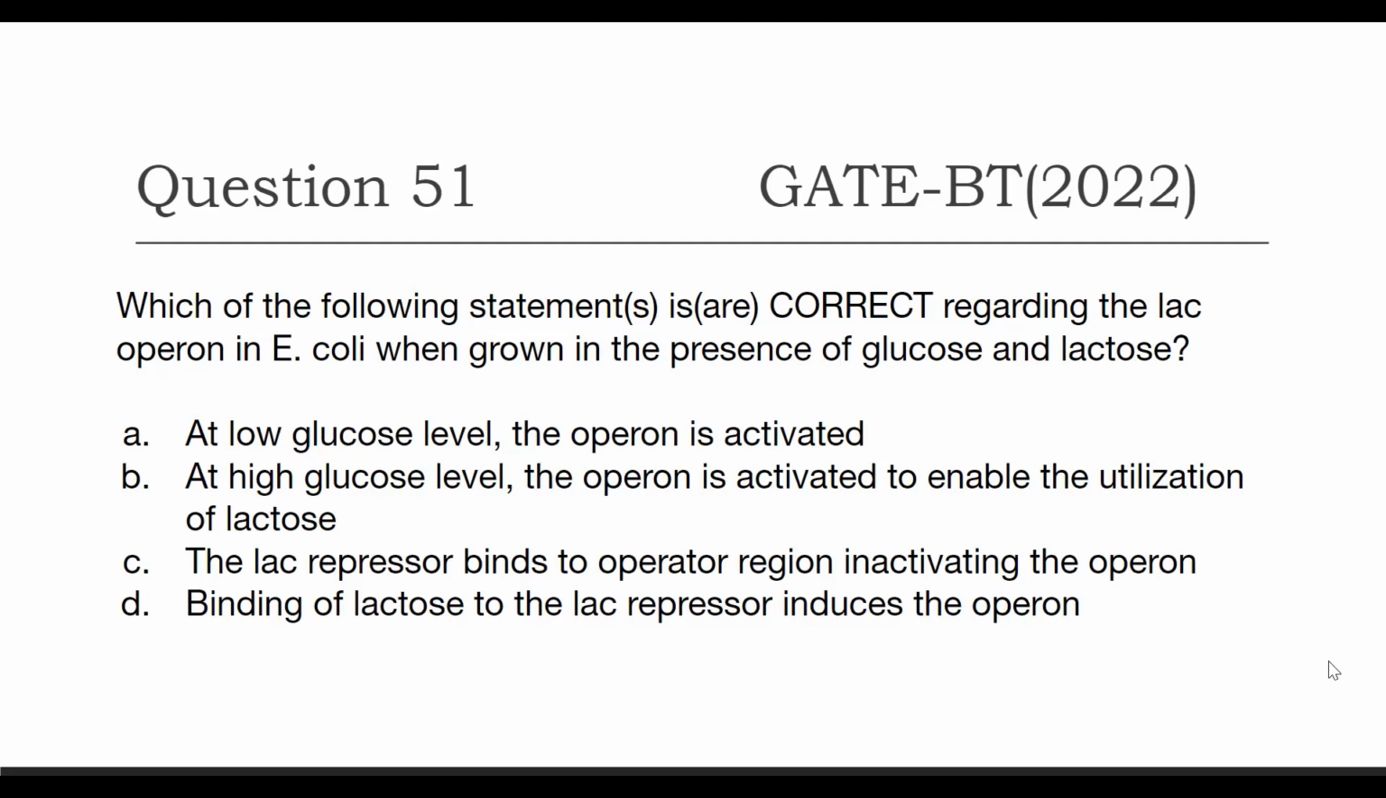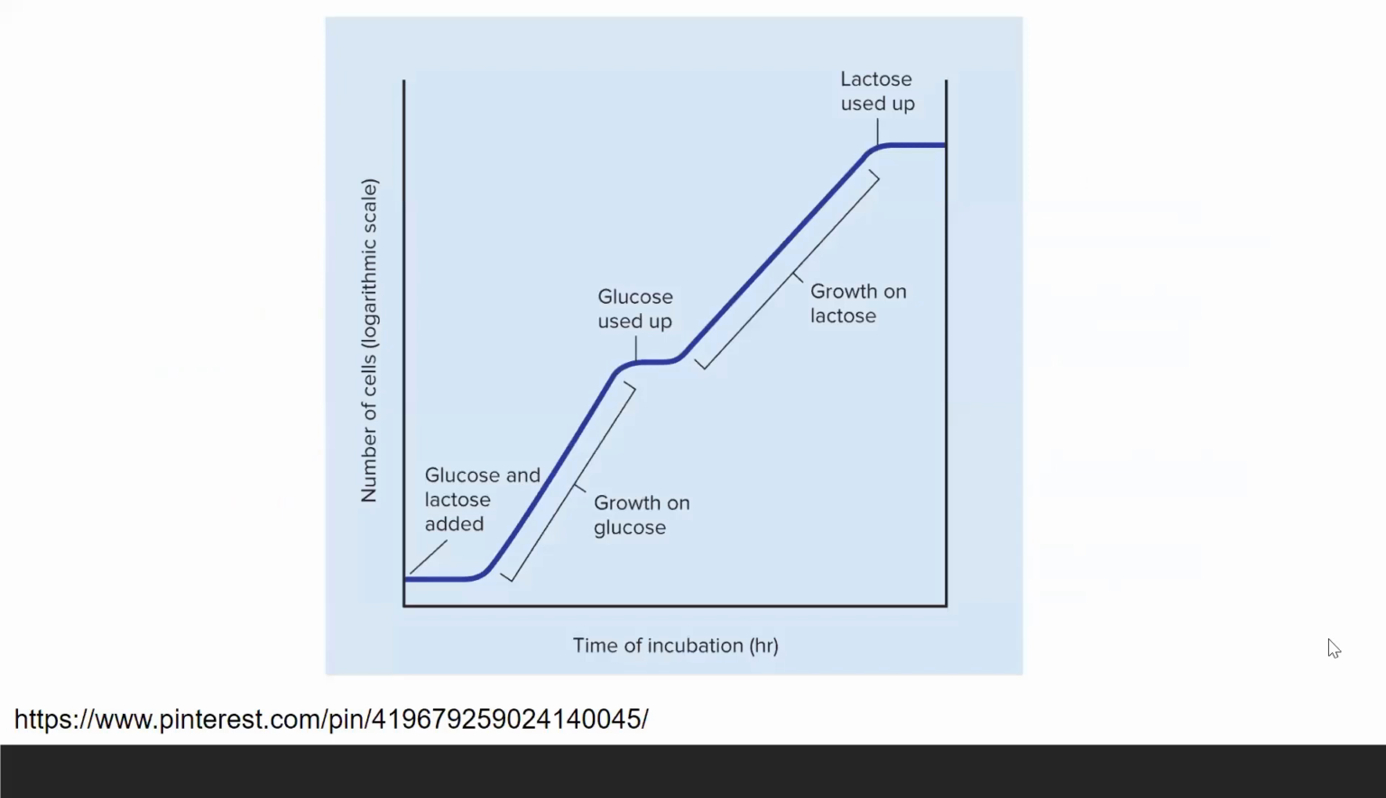So before we move on, let's see why an operon in this case is required. When you grow E. coli in a media which contains two or more carbon sources, it doesn't utilize those carbon sources together, it utilizes them sequentially, like you can see in this case. So instead of the E. coli using glucose and lactose together, it first uses up glucose and then the lactose. That is why you find two lag phases and log phases in this.